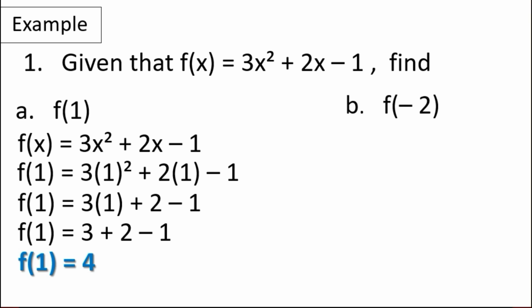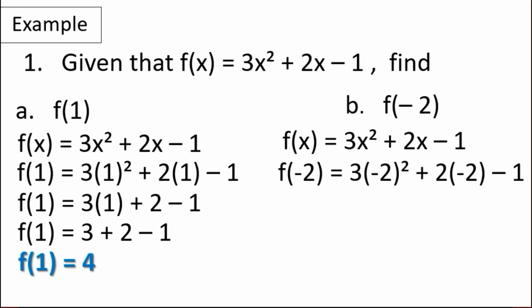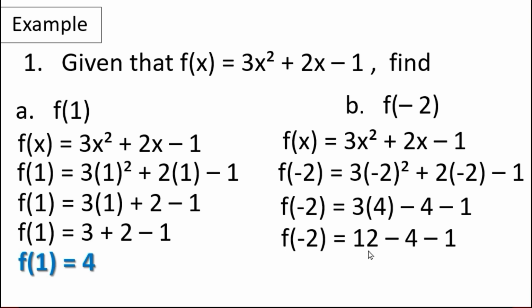Another example, let's have f of negative 2. So again, kopyahin natin yung quadratic function. And then we will perform substitution. So pag nag-substitute, lalagyan mo siya ng parenthesis. Thus, we have f of negative 2 equals 3 times negative 2 squared plus 2 times negative 2 minus 1. So here, simplify muna natin si negative 2 squared. Of course, that will become 4. Then 2 times negative 2, that is negative 4. Then we simplify. So 3 times 4 is 12. Copy negative 4, copy negative 1. So 12 minus 4 is 8. So copy negative 1, and 8 minus 1, that is equal to 7. Therefore, f of negative 2 equals 7.